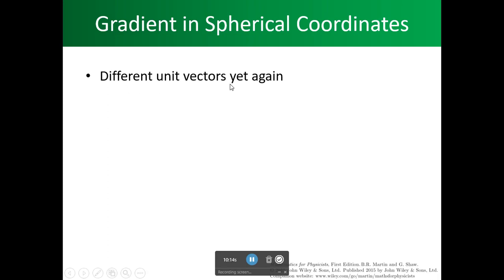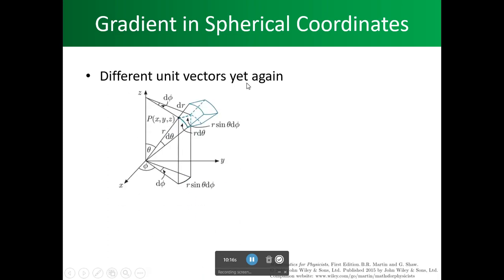Okay, so now let's look at the spherical coordinate system. It's different units yet again. So we added this component here graphically, d theta. Down here d phi. And we added what? R times the sine of theta d phi.